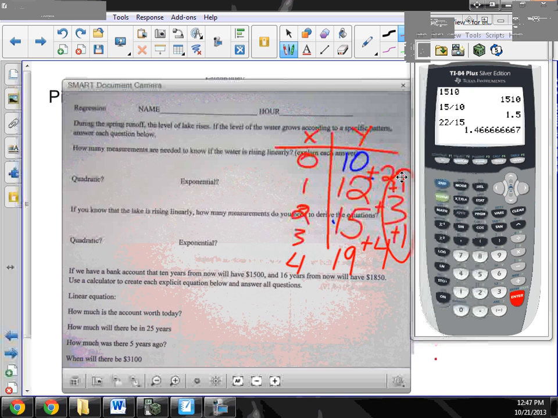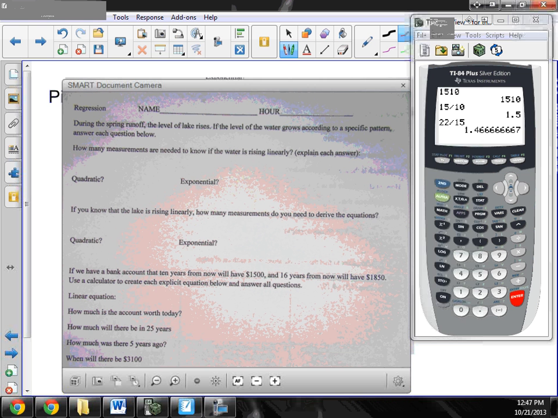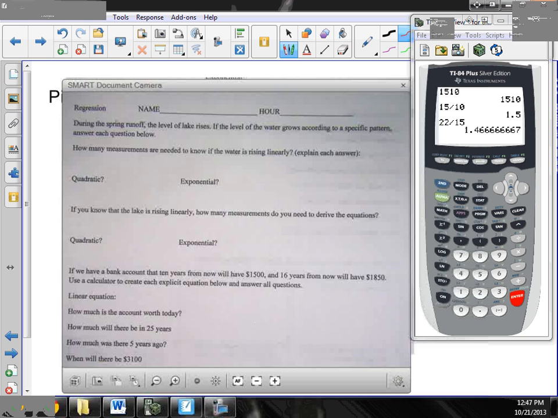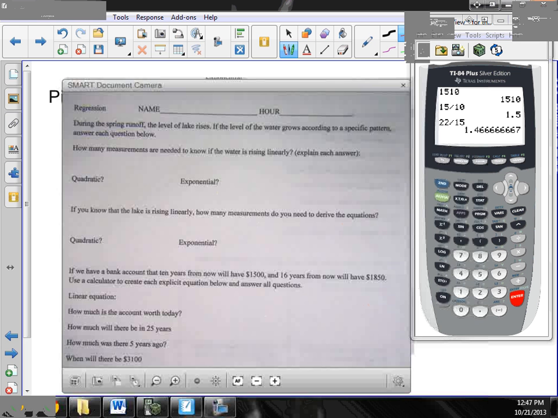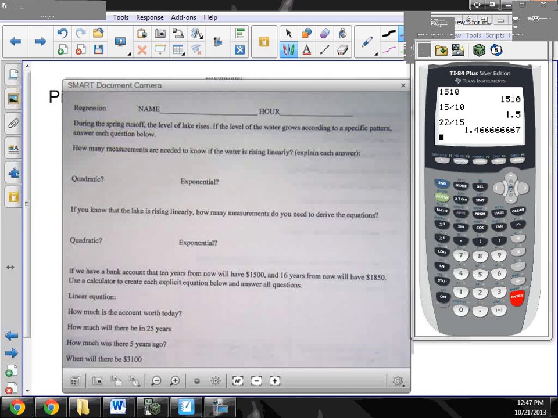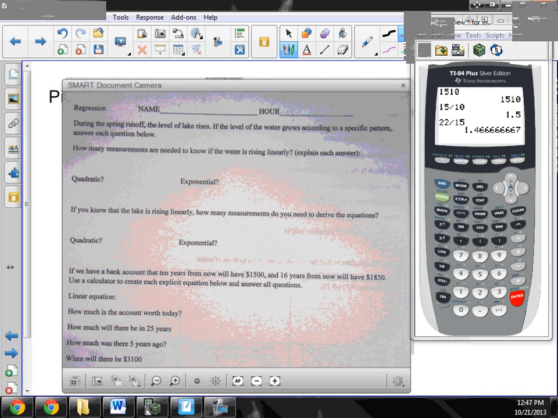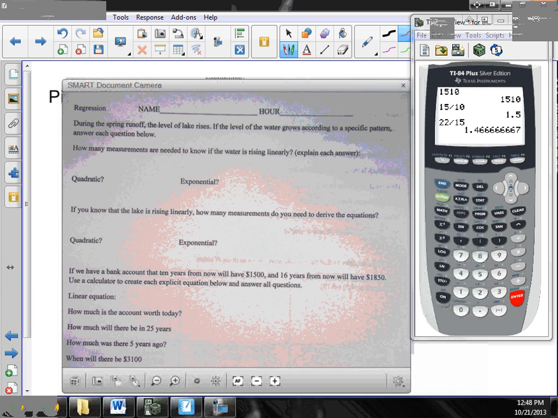Okay? All right, let's change gears just a little bit. So now let's suppose I know it's linear. If we have a lake and I tell you it's linear and I ask you to find the equation, how many days do you need to measure the lake in order to write the equation? If you know it's linear, I tell you beforehand it grows linearly, how many points do you need just to write the equation?